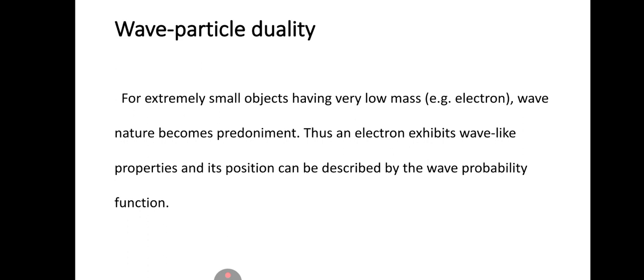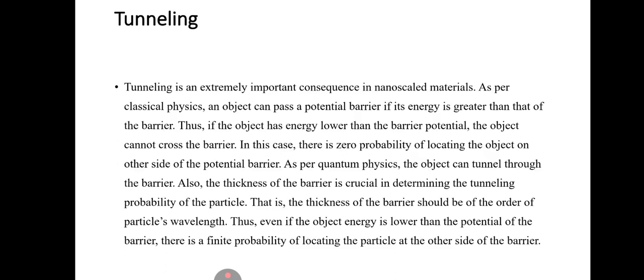Wave-particle duality. For small objects having lower mass, such as electrons, wave nature becomes predominant. Thus, the electron exhibits wave-like properties and its position can be described by a wave probability function.